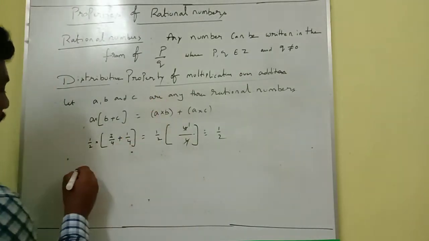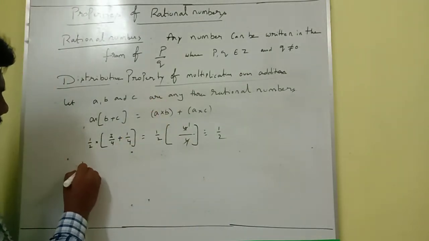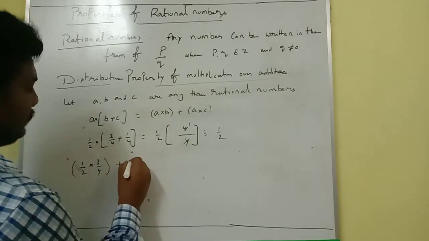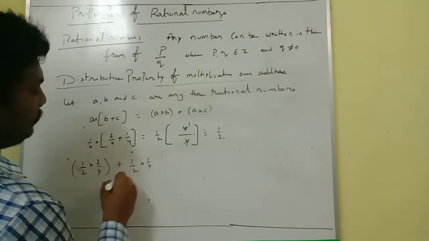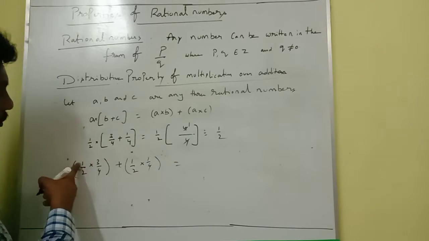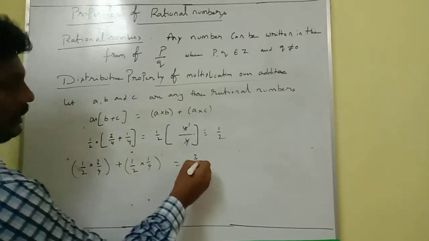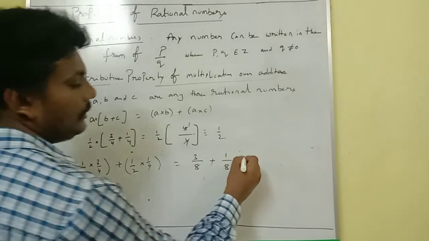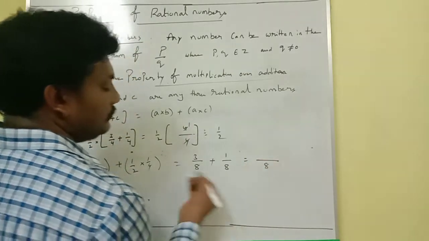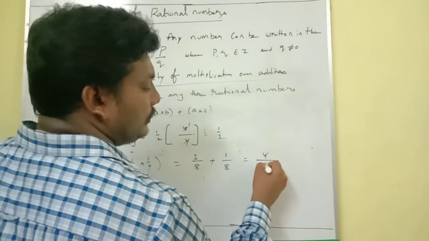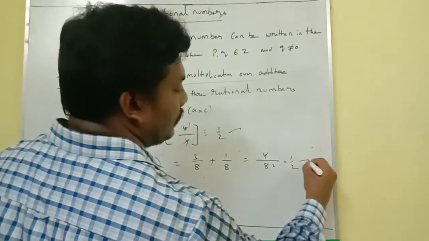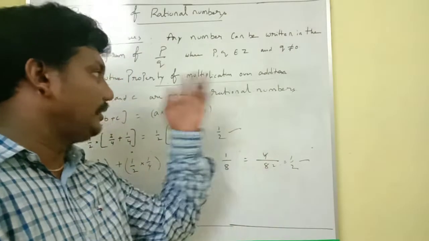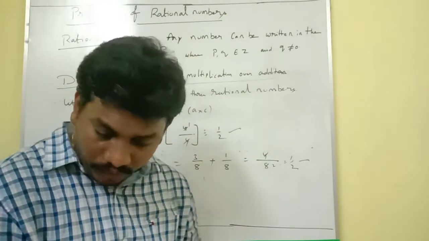Then coming to this side, A into B. So A into B means 1 by 2 into 3 by 4 plus 1 by 2 into 1 by 4. So what happens? This is 1 by 2. 1 into 3, 3, 4 2s are 8, plus 1 into 1, 1, 4 2s are 8. Then 8 is the LCM because of the same denominator, 3 plus 1, 4. 4 1s, 4 2s. So you get 1 by 2. The same answer will come. This is called the distributive property of multiplication over addition. So these are the properties.